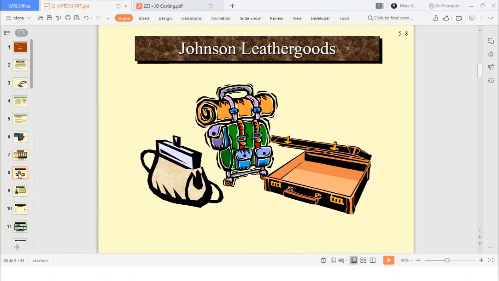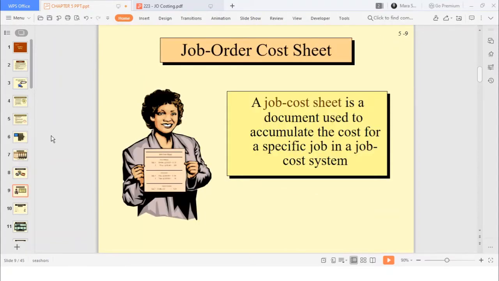Next is, kanina ta example. The example is Johnson Leather Goods. Now, sa job order costing, one good way to track your cost per job is through your job order cost sheets, or imong reports na ani sa imong cost reports is the job order cost sheet. So, when we say job order cost sheet, it is a document used to accumulate the cost for a specific job in a job cost system.